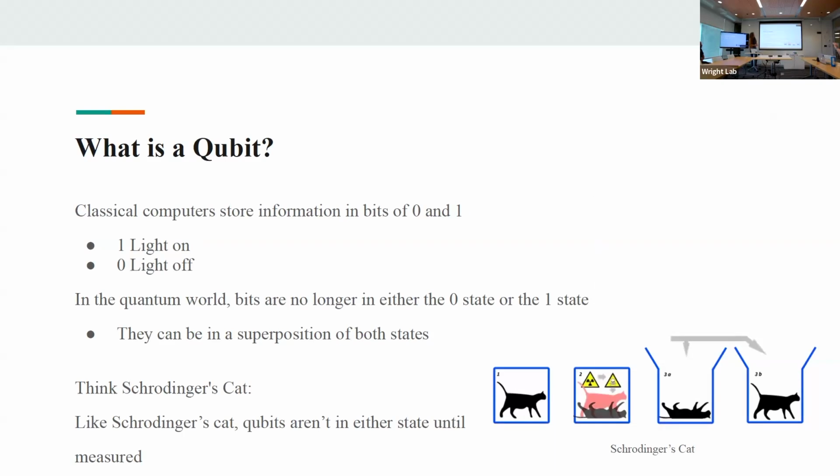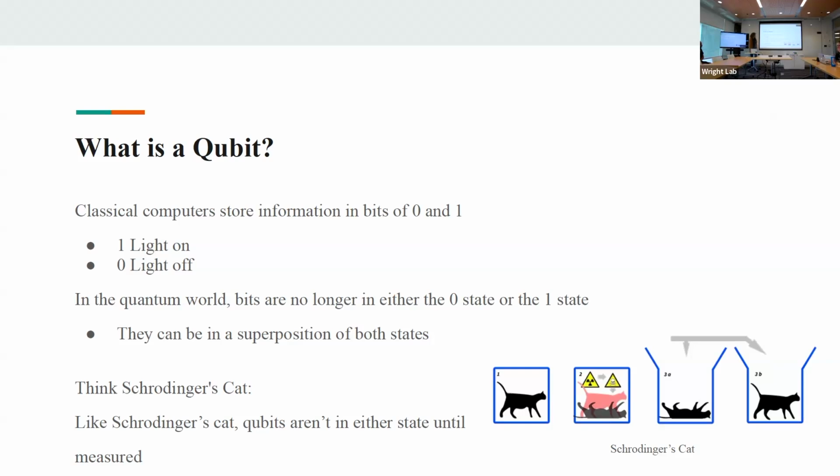And then just some basics. So what is a qubit? Classical computers store information in bits of 0 and 1. So if a computer was simulating, for example, a light being on or off, you might have that the 1 bit means the light is on and the 0 bit means the light is off. But in the quantum world, bits are no longer just in the 0 or 1 state. They can be, but they can also be in a superposition of both states at once.